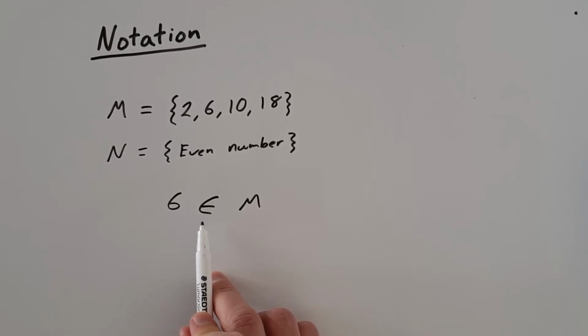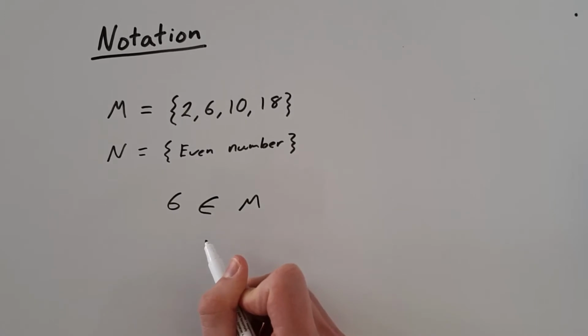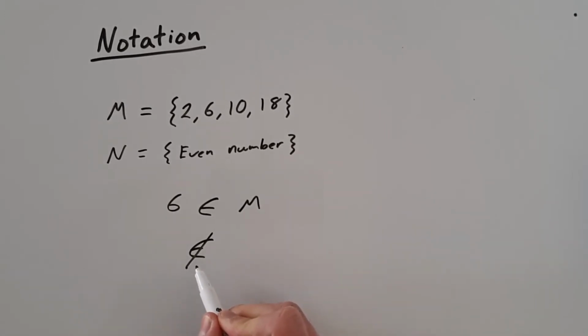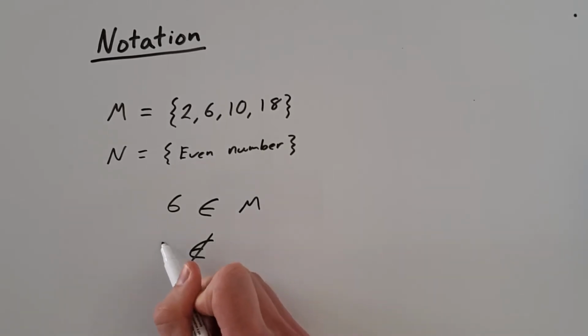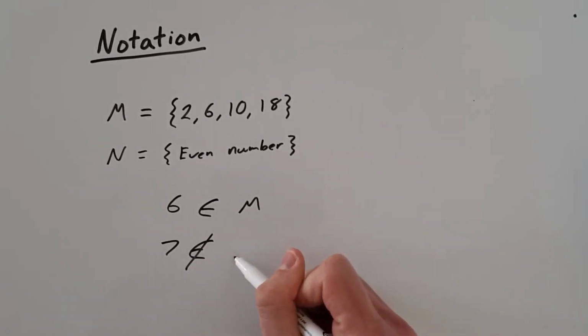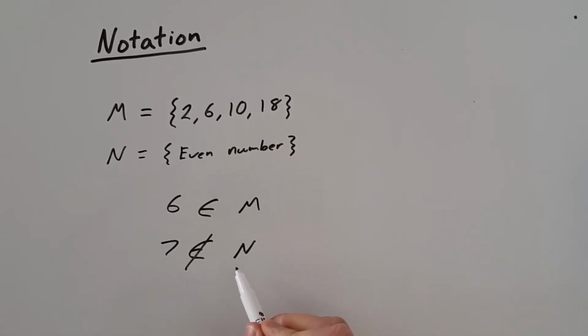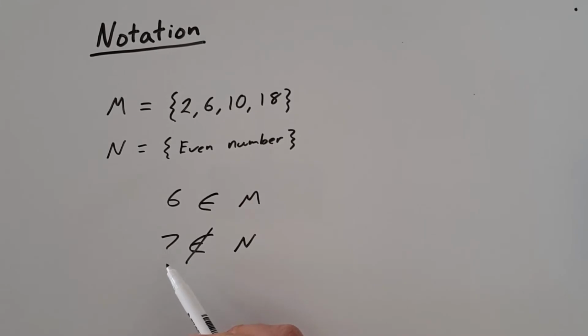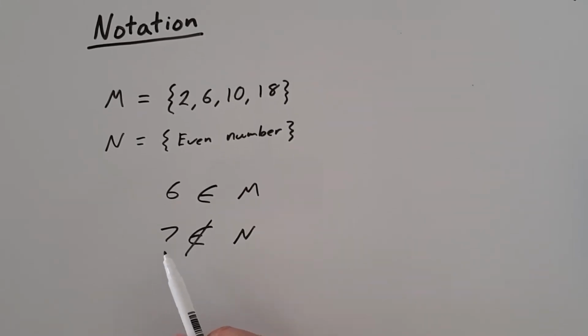Equally, we could also use this symbol to show what is not a member. We could use the same symbol, but this time we put a line through it to say is not a member. So this time we could choose something like 7 is not a member of N. Remember N is our set of even numbers, and 7 is obviously not an even number. So 7 is not a member of N.